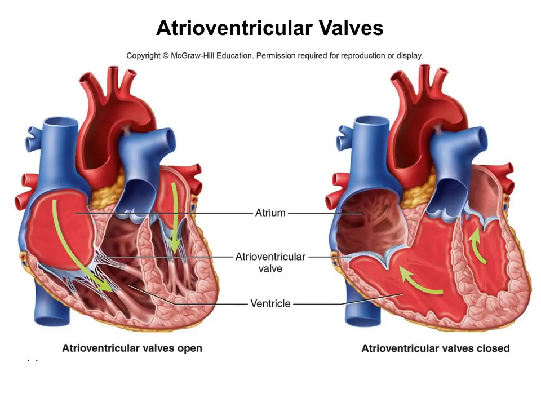Now, closing the atrioventricular valve is important because it prevents blood from moving from the high pressure in the ventricle to the low pressure that is now in those atria. So it's going to help prevent backflow.